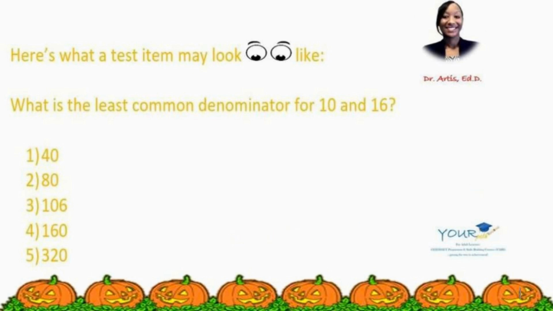Now one approach that we can take is to simply multiply 10 and 16 together. And when we multiply 10 times 16, we get 160. Now we know that 160 is a common denominator for 10 and 16 because 10 will go into 160 16 times, and vice versa, 16 will go into 160 10 times.